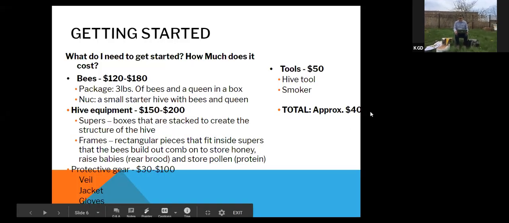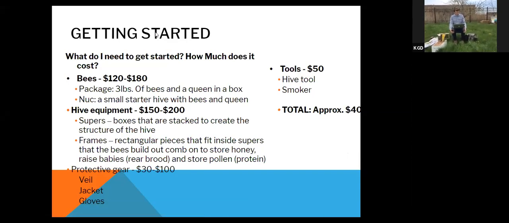So all told, we're looking at an initial investment of somewhere around $400. And actually, it might even be slightly more than that, because usually we recommend that people start out, if they're able to, with at least 2 hives, because there's a lot of challenges that we deal with when keeping bees, and the odds of losing a hive are pretty risky.